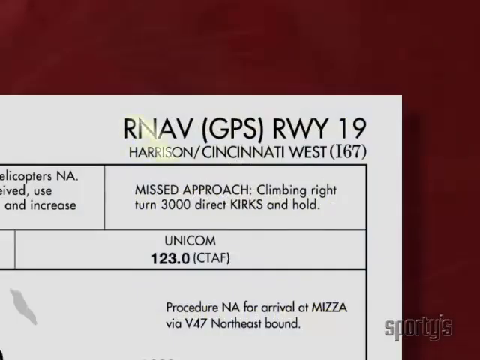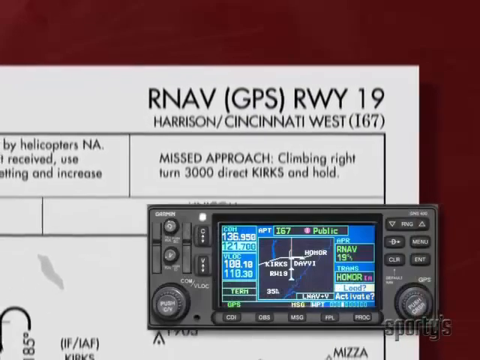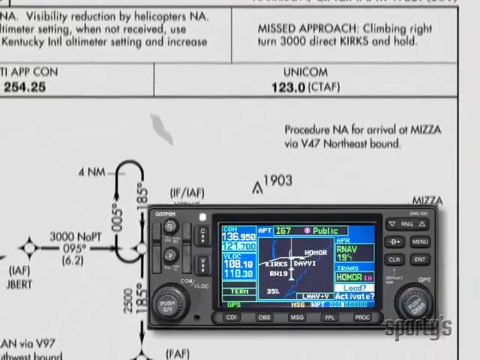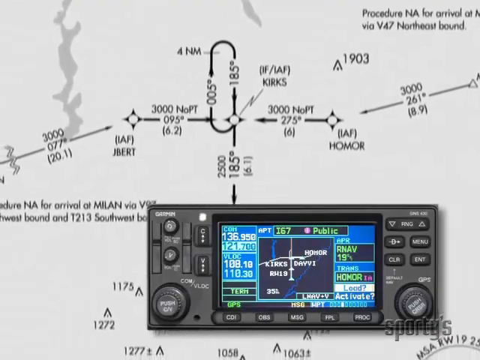Let's plan to fly the RNAV GPS approach to runway 19 at the Cincinnati West Airport in Harrison, Ohio. We'll demonstrate the approach with the Garmin 430W. As before, you must thoroughly know the unit installed in your airplane for operations under IFR. Much of this approach chart is similar to what you've seen on other procedures. There are a few items that are unique to GPS standalone approaches. We'll take a look at those items before flying.